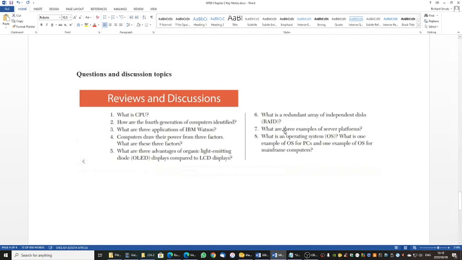We have covered that. What are 3 examples of server platforms? I haven't covered all 3, but I will give you an example. We will have Microsoft Windows, we will have Linux, and you will have dedicated programs such as those written by IBM. What is an operating system? That is covered above in the questions. What is one example of an operating system for PCs? That could be Microsoft Windows, and an operating system for mainframe computers could be Linux.